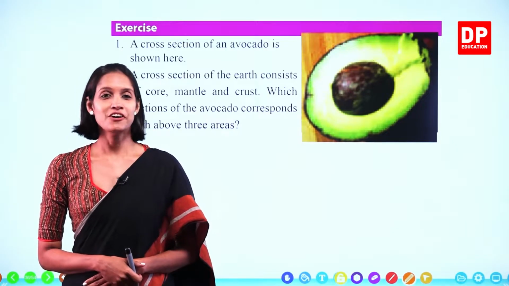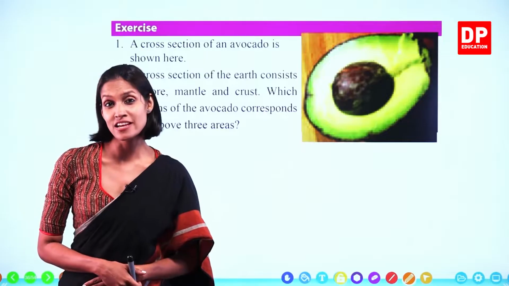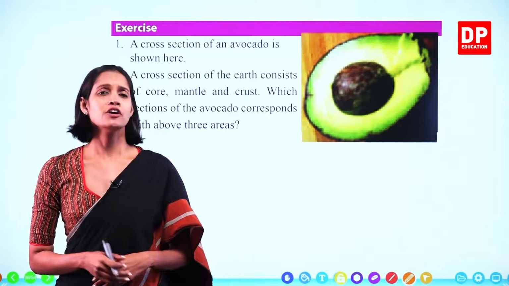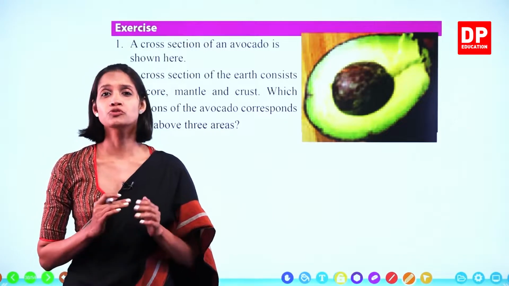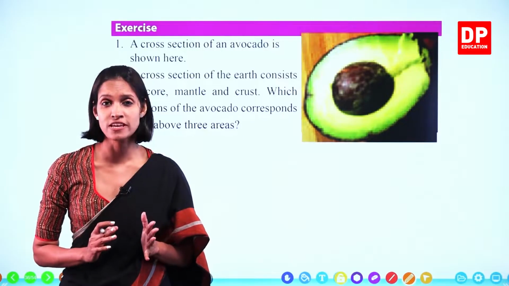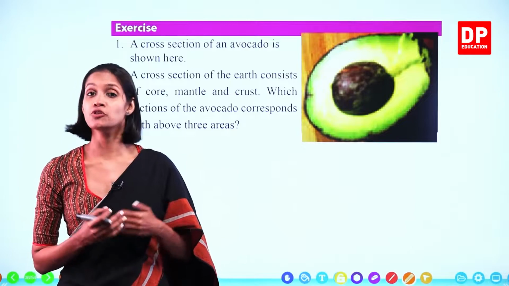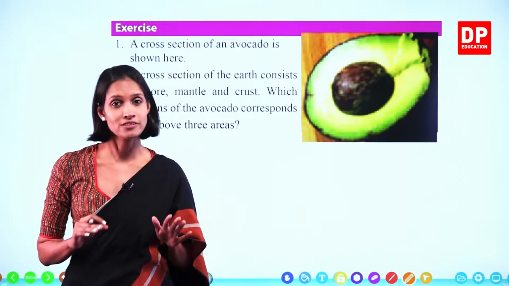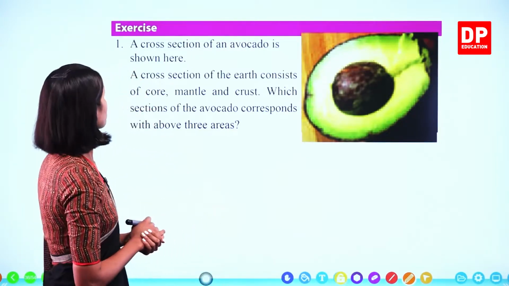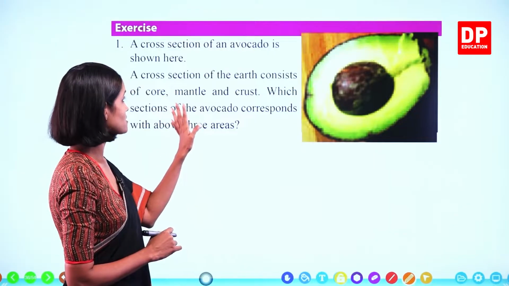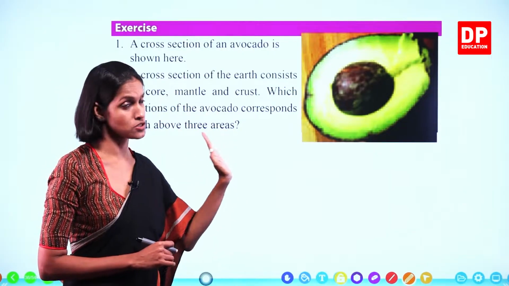Right, children. Now we are going to start the exercise chapter of this lesson. As I told you all before, do all the exercises by yourself so that when I explain the answers, you can check whether your answers are correct or not. Right, children? Okay. So we are going to start by doing the exercises given in the textbook first, okay?